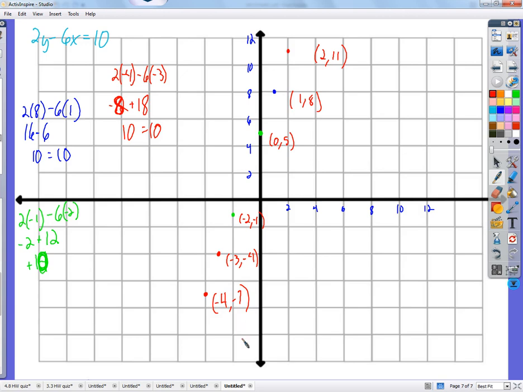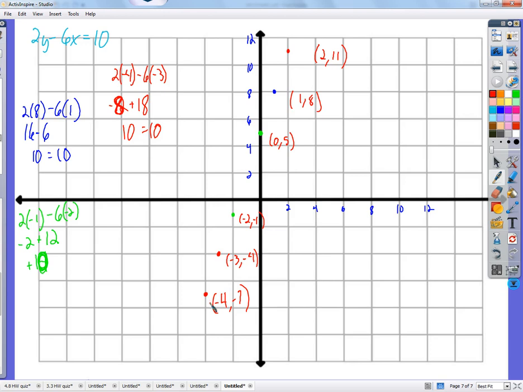Okay? But knowing that all of these are solutions, can you give me a convincing argument just from the picture, that negative 4, negative 7 would also be a solution? Just from the picture, not from the equation.